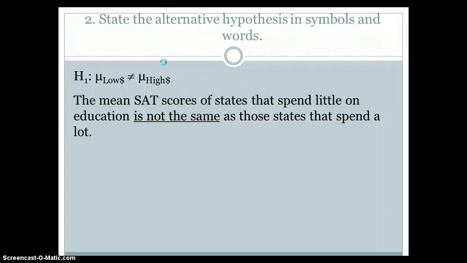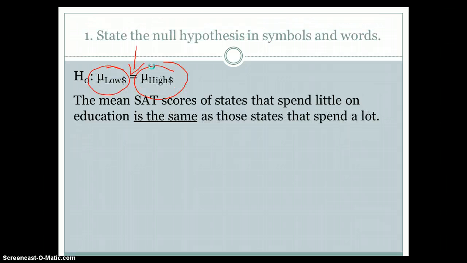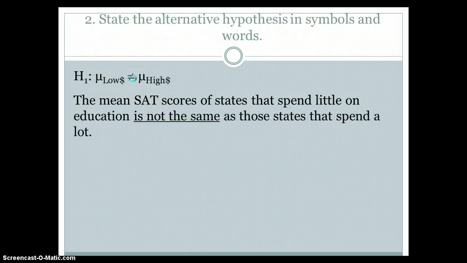State the alternative hypothesis in symbols and in words. The mean SAT scores of states that spend little on education is not the same as the mean of those states that spend a lot on education. And so the big difference is this: in the null hypothesis, there's no difference. In our alternative hypothesis, there is a difference, that's not equal. It's that straightforward.